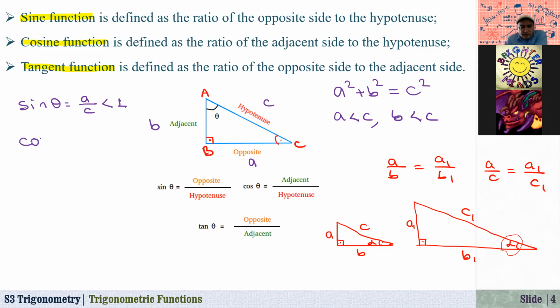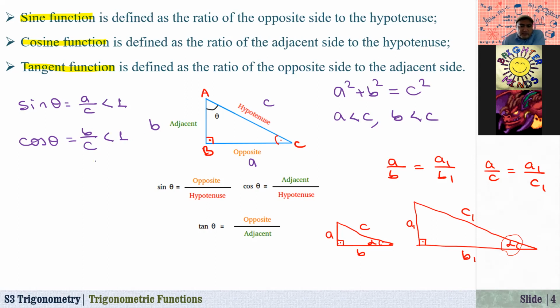Also the same thing here. How about cosine of theta? Cosine of theta is adjacent side over hypotenuse, also always less than 1. And also they cannot be less than -1. It's always between -1 and 1. But for acute angles, sine and cosine, their value is always between 0 and 1.